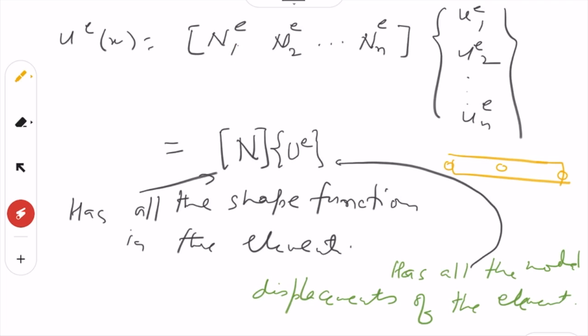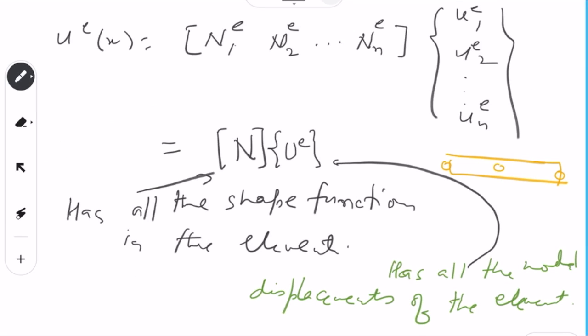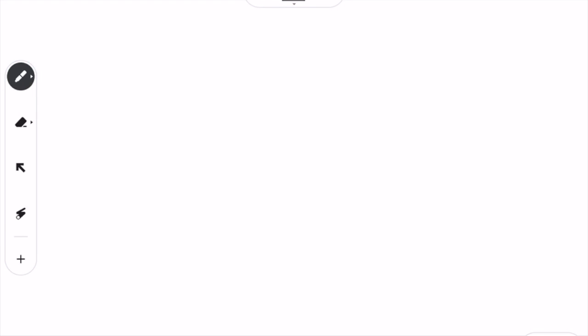You put the value of x, meaning the position where you want the value of u, in these shape functions, and then you multiply and you can get the exact value of displacement at the point where you want. Similarly, given the displacement, you can also find out the strain, right. So displacement you can find out at any point. So that really means du over dx also you can find out.